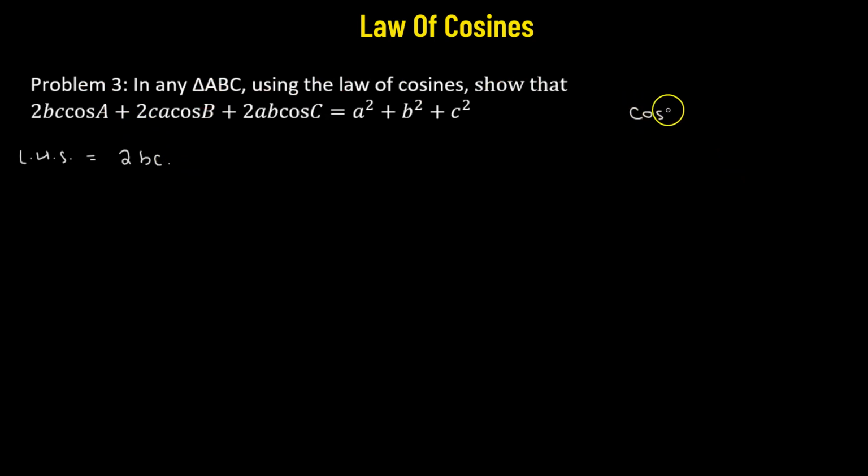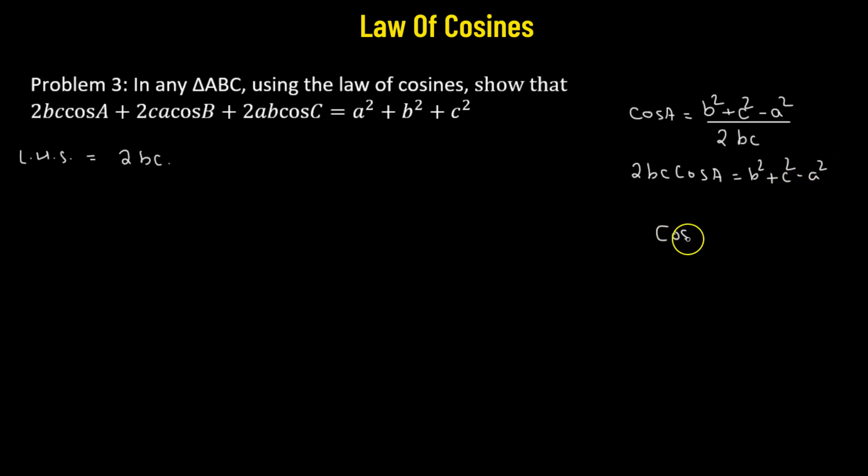So we have cosine of A, that's given by b squared plus c squared minus a squared whole divided by 2 times BC. If we cross multiply, we get the value of 2 times BC times cosine of A, which will be simply equal to b squared plus c squared minus a squared. Similarly, we have cosine of B, that's equal to c squared plus a squared minus b squared whole divided by 2 times CA. The cross multiplication gives us 2 times CA times cosine of B, which will be equal to c squared plus a squared minus b squared.